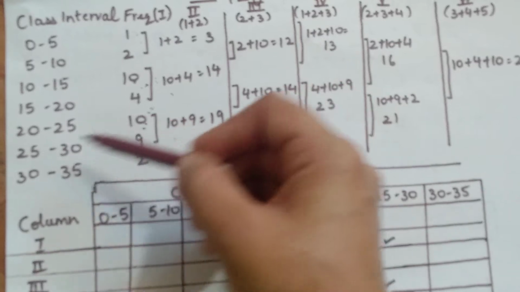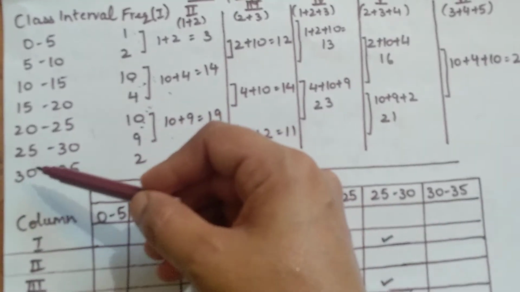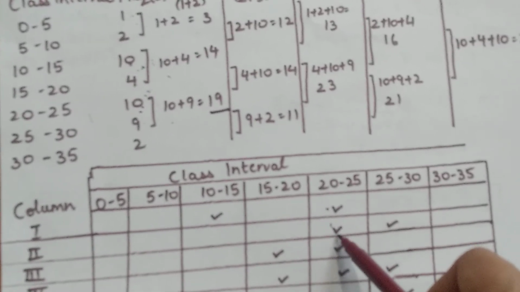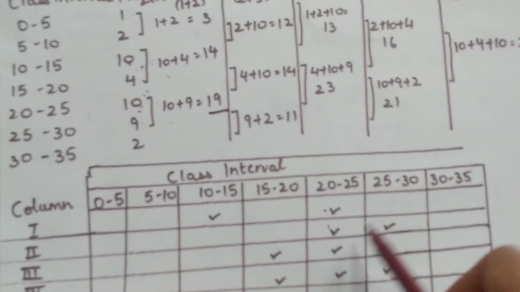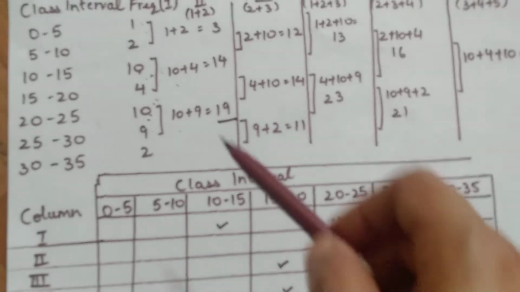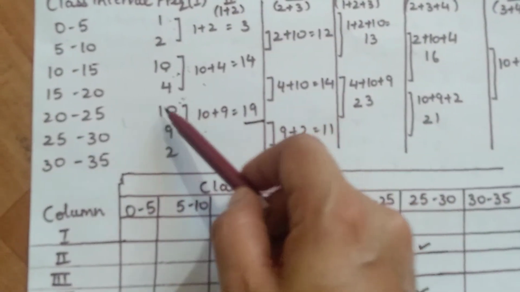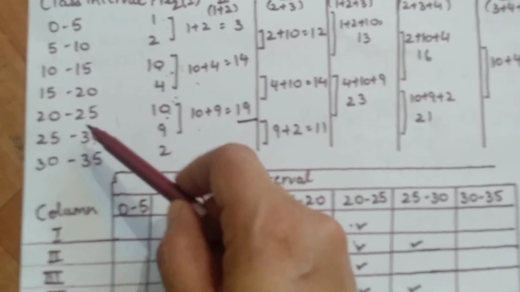So we will be putting a tick across 20 to 25, 25 to 30 in the second column. Second column, 20 to 25, 25 to 30. So why have we taken these two? Because 19 was a combination of these two items. So we will be taking these two class intervals. Clear?